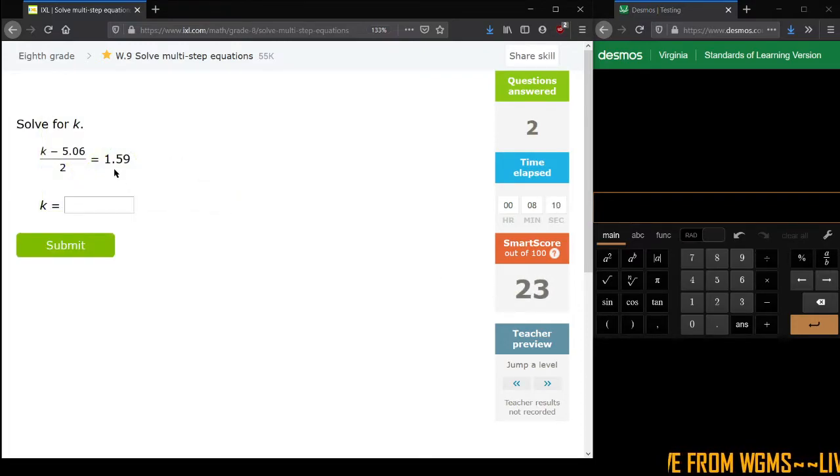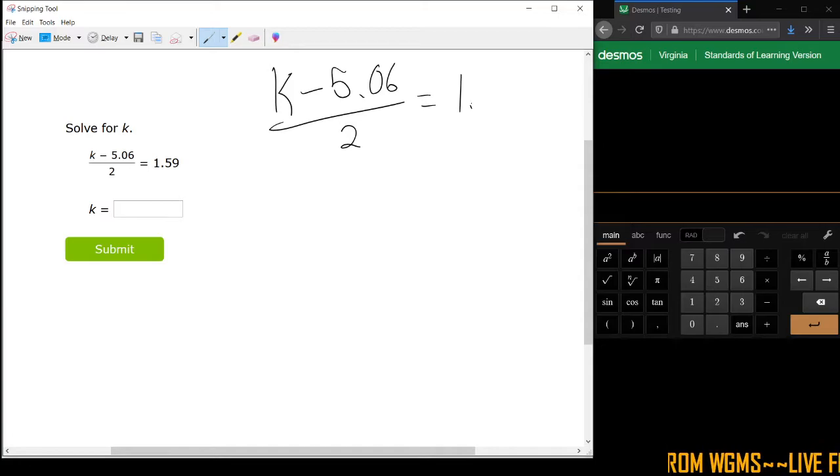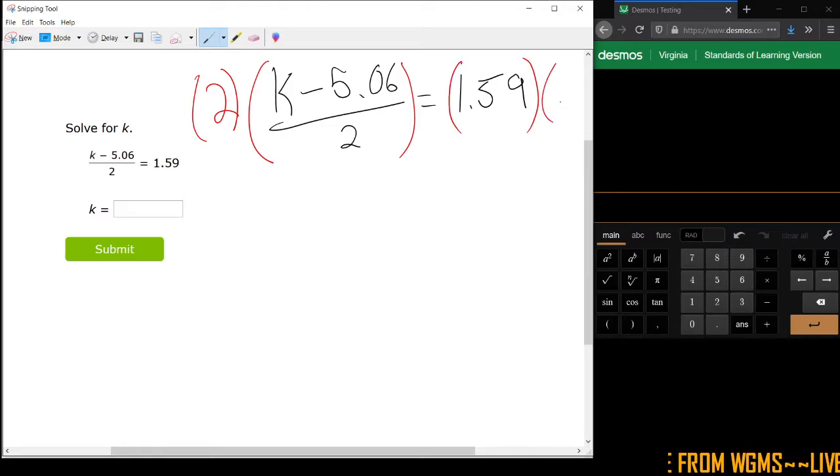All right, so now we're getting some decimals up to the challenge mode. I'm more than ready. Let me take a snip of this. All right. So now, again, anytime I have that denominator like that, I kind of want to get rid of that first. So I'm going to have 5.06, and I have all that over 2, and I'm setting it equal to that decimal. So again, my first inverse operation, I want to get rid of this 2, and so I have to do the inverse, which is multiply. So I multiply both sides by 2.